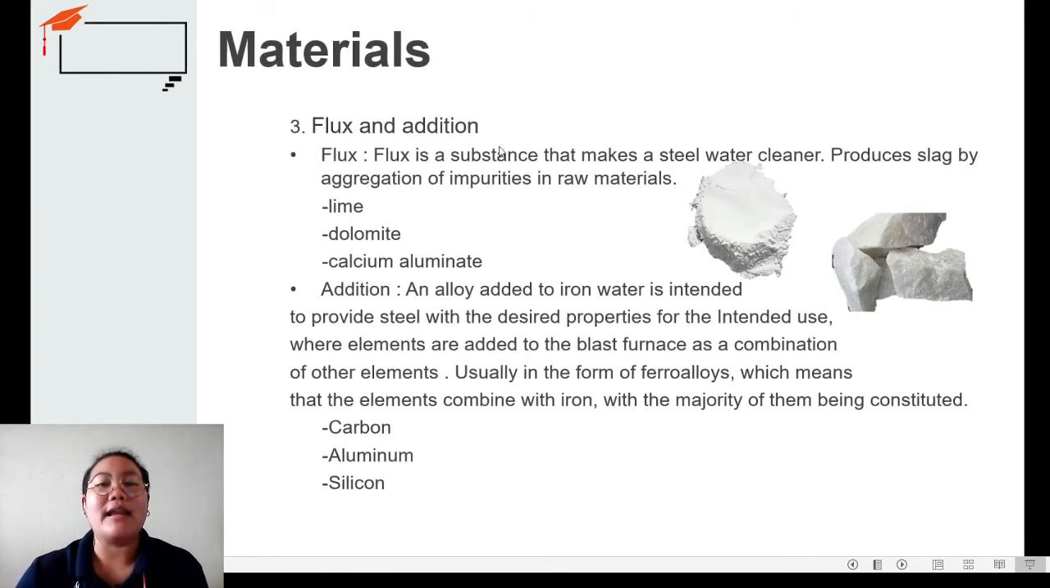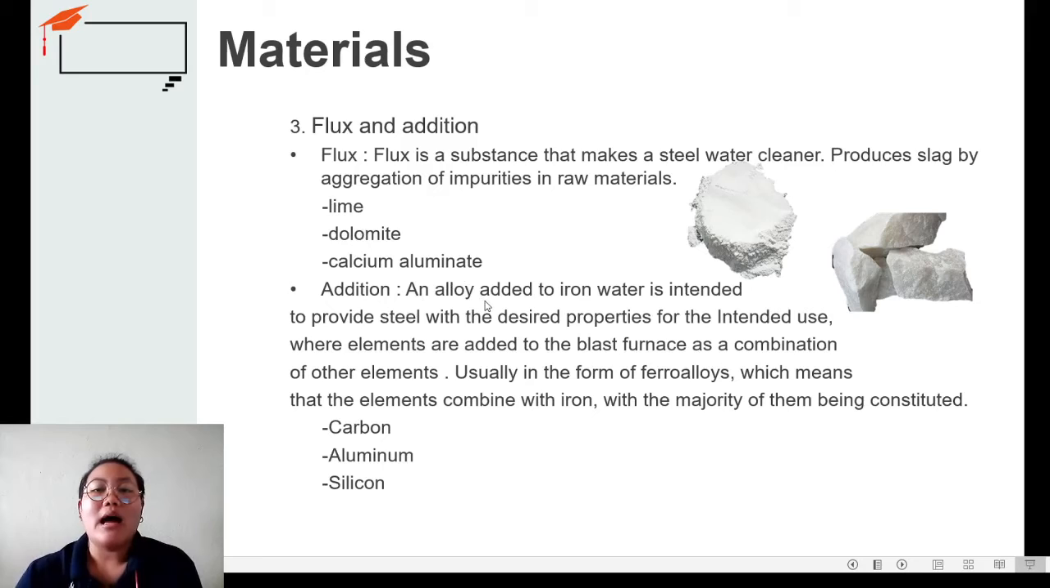3. Flux and addition. Flux is a substance that makes steel cleaner, producing slag by aggregating impurities in the raw material, like lime, dolomite, and calcium aluminate.